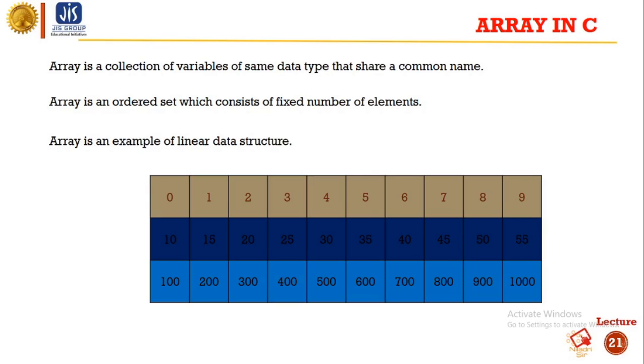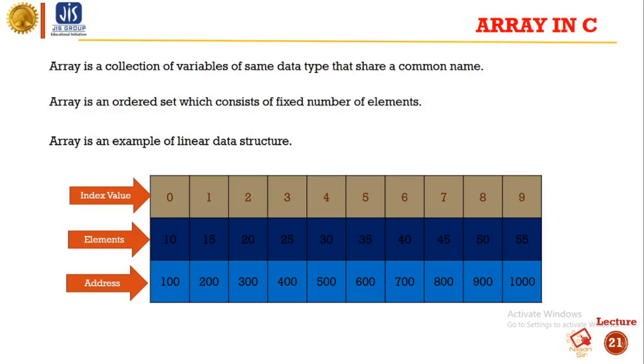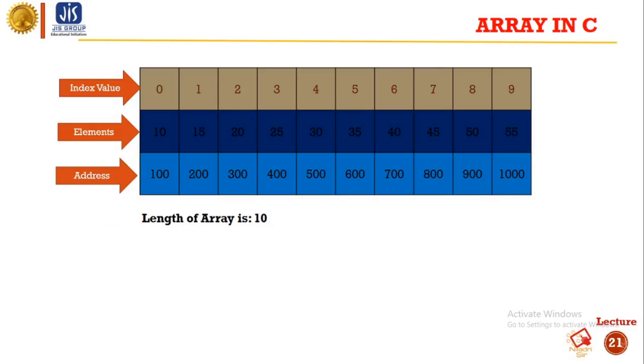All arrays consist of contiguous memory locations. The lowest address corresponds to the first element and the highest address to the last element. So these are the index values, these are the elements, and these are the addresses of the corresponding elements. The length of the array here is 10. As you can see, the index value starts from 0 and ends at 9. Lower bound is 0, upper bound is 9, so total 10 elements.